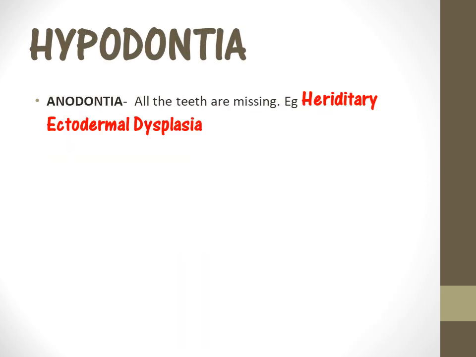Now hypodontia: hypo means anything less than normal. The first type of hypodontia is anodontia, which means completely missing teeth. There are no teeth at all. This is seen in a condition called hereditary ectodermal dysplasia. Ectodermal dysplasia means any structure that is derived from ectoderm has a defect. Enamel is derived from ectoderm, so no teeth at all.